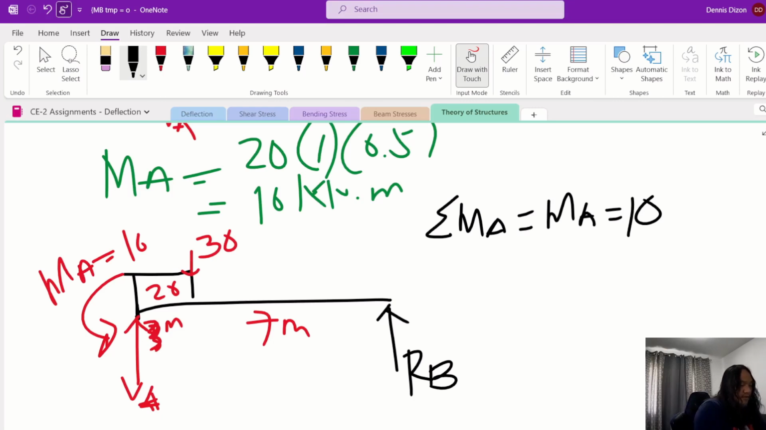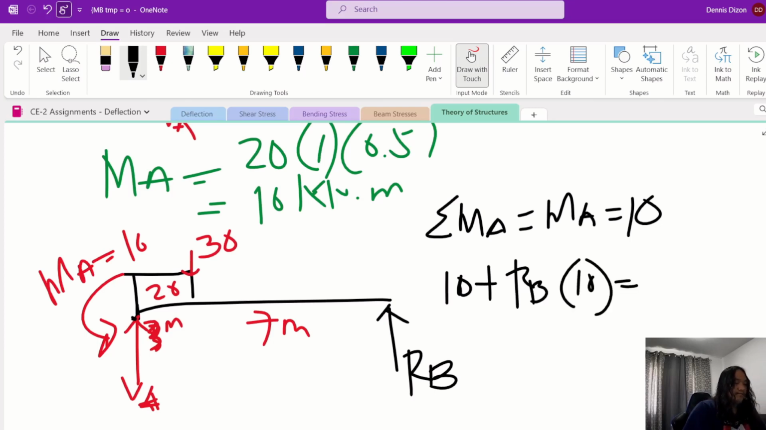If you look at this diagram, our moment at A is counterclockwise, and the reaction at B is counterclockwise. Therefore, MA, which is 10, plus RB times 10, is equal to the clockwise, which is 20 times 3 times 1.5.